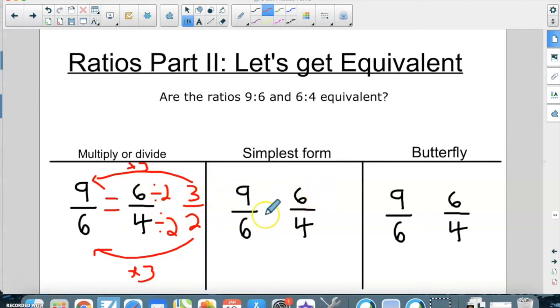Now, you could have made them both simplest form. And we actually did that right here, didn't we? We divided the top and bottom by 2. And so that equals 3 over 2. I already did the math. I don't have to write it down again.